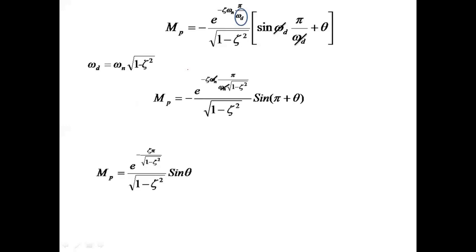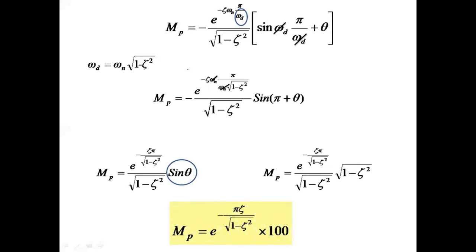And we know that sine of pi plus theta is nothing but minus sine theta. So minus into minus, it becomes plus. So MP will be equal to e to the power of minus zeta pi divided by square root of 1 minus zeta square, the whole divided by square root of 1 minus zeta square into sine theta. We can make use of the same equality, and I can represent sine theta as square root of 1 minus zeta square. So square root of 1 minus zeta square and square root of 1 minus zeta square will get cancelled out.